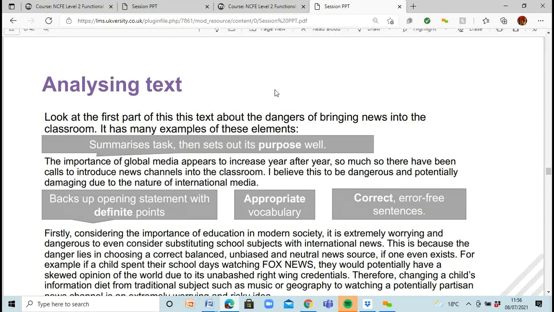And again, when we're analysing text, we're just going to look at what you should be looking at. There are lots of elements to it. Make sure you summarise the task and set it out to purpose. Back up your opening statement with definite points. Make sure you use appropriate, correct vocabulary, and that it's error-free and your sentences are correct. It's got good spacing and the right amount of information without any grammatical mistakes or spelling mistakes.